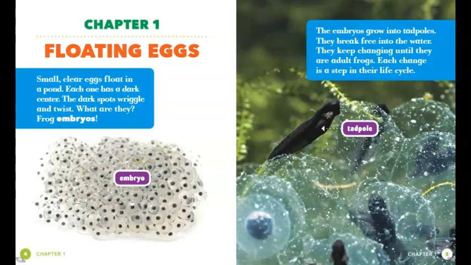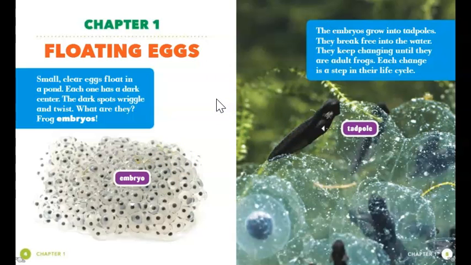Chapter 1, floating eggs. Small clear eggs float in a pond. Each one has a dark center. The dark spots wriggle and twist. What are they? Frog embryos. See those little embryos? Remember, an embryo is an unborn living thing in the process of being developed. So it's in the process of becoming a tadpole.